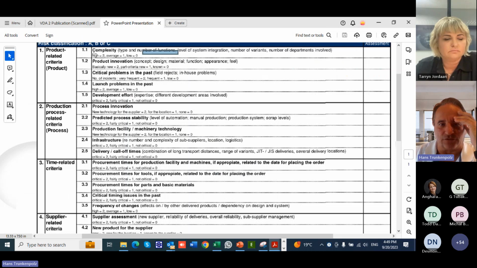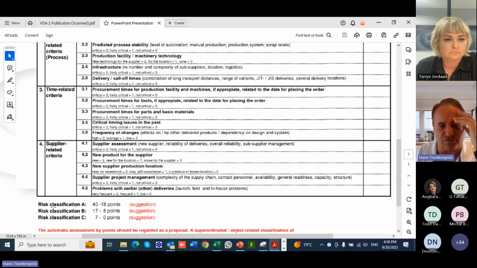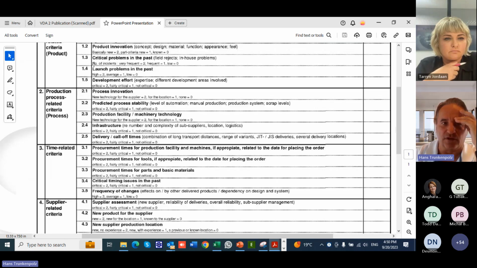So you basically go through a rating of all these questions with 0, 1, and 2, and then you just add up a total sum. According to the suggestion from VDA, if you score 18 and more points, you classify it as an A, B, or C. This is also what VDA promotes because it's fully aligned with the criteria of VDA 2. So those are the 2.